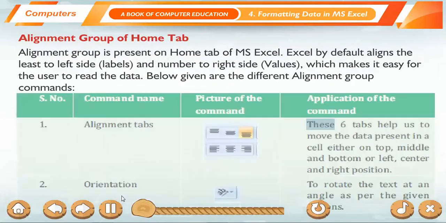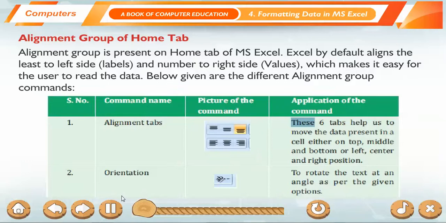Alignment Group of Home tab. Alignment Group is present on Home tab of MS Excel. Excel by default aligns the text labels to left side and number values to right side, which makes it easy for the user to read the data. Below given are the different alignment group commands. Command name. Picture of the command. Application of the command.